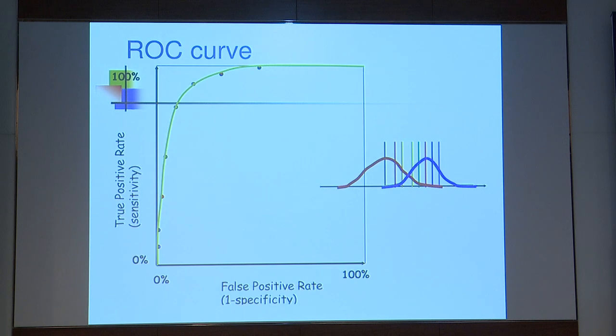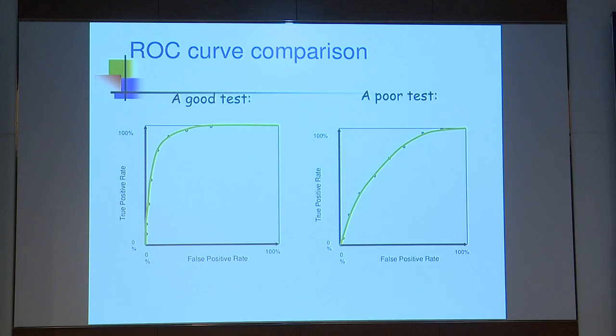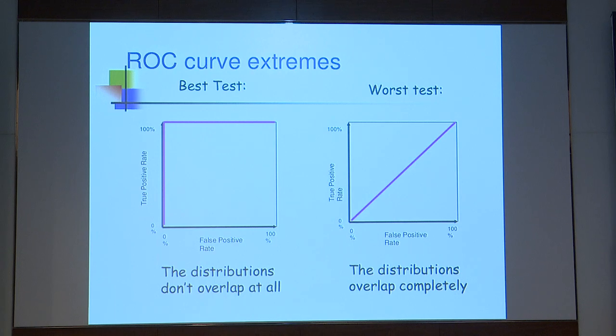And then you can have a move towards the right or left, and you get what is called as ROC curves. These ROC curves tell you whether it is a good test, whether the curve is like that. The curve is flatter, it is a poor test. These are best test, these are worst test.